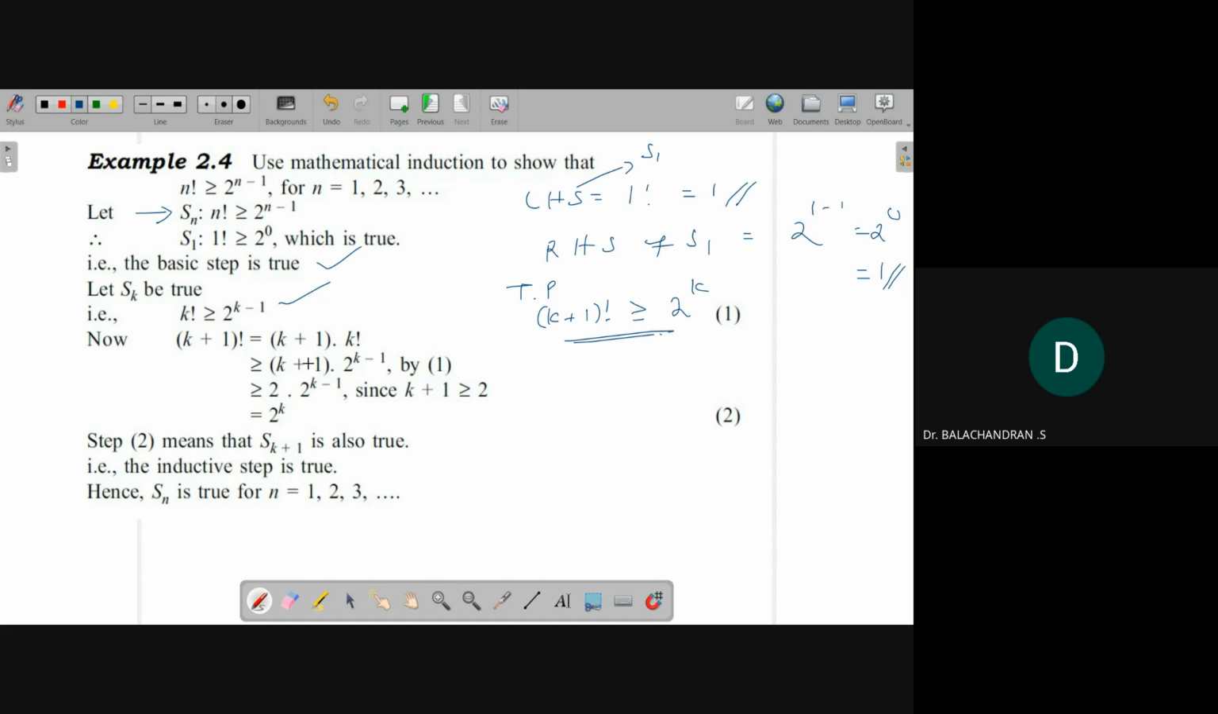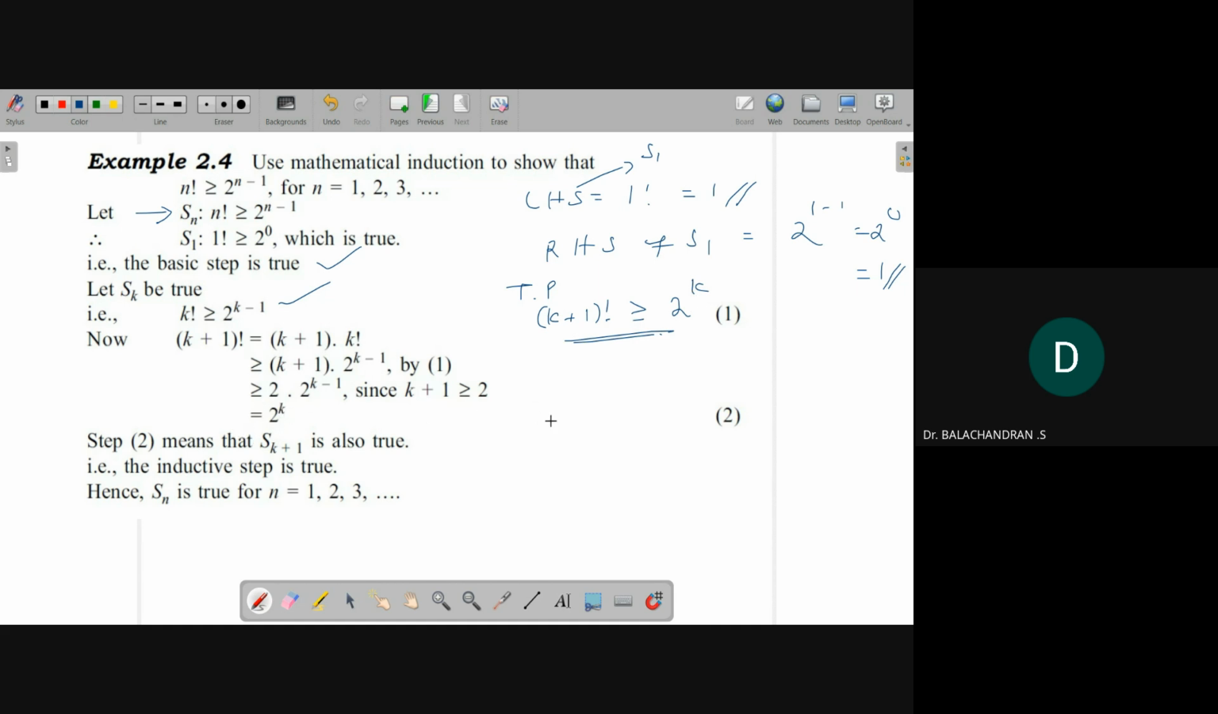Now, we know that the minimum value of k is 1. So k plus 1 is 2. So k plus 1 is greater than or equal to 2. That's why k plus 1 factorial is greater than or equal to 2 into 2 power k minus 1. This is equal to 2 power k. So actually, I want to prove k plus 1 factorial is greater than or equal to 2 power k. So that is we have done it.